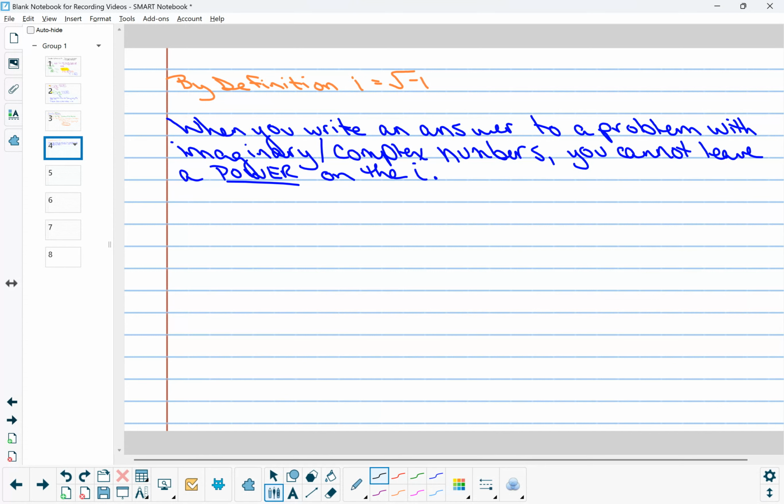So we're going to give you some things that you should probably put in your formula journal. All right, so never ever leave this. Always simplify to a single i, okay? So don't leave the square root of -1. Always simplify to i, okay? So that's the first thing you need to know.